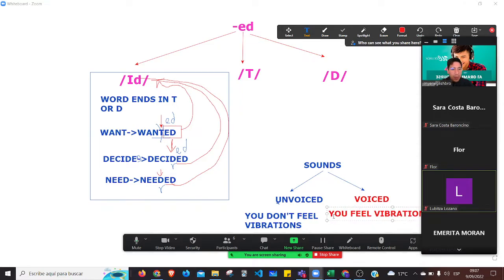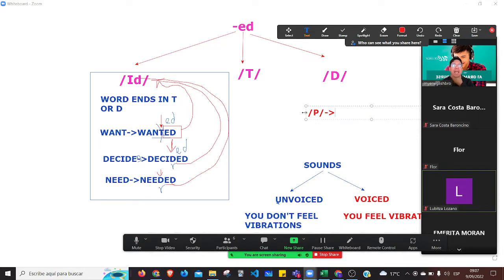A good way to know if a sound is voiced or unvoiced is to put your hands on your throat here, and then you will realize which one is voiced and unvoiced. For example, the p sound, I want to know if this is voiced or unvoiced. So what I have to do is to put my hands here, and then I say it. Is it air? Or does it produce vibrations here? As you can see here, it's just air. Look at this.